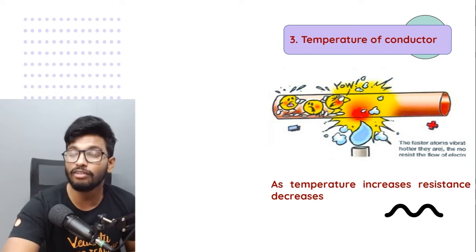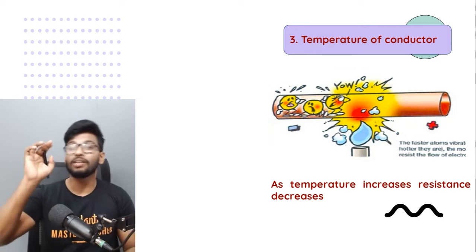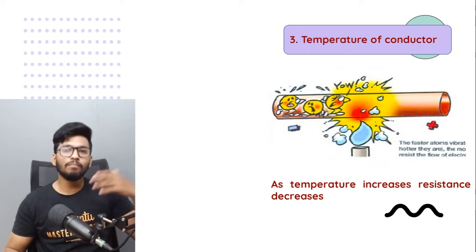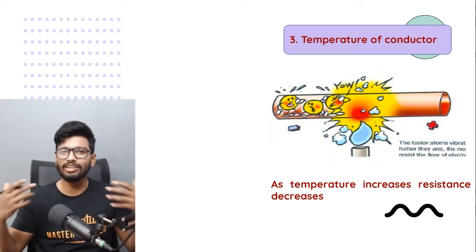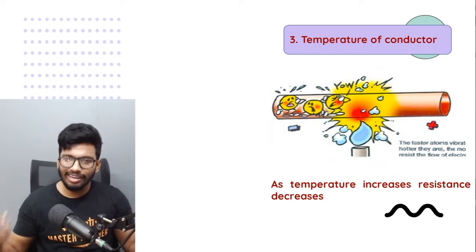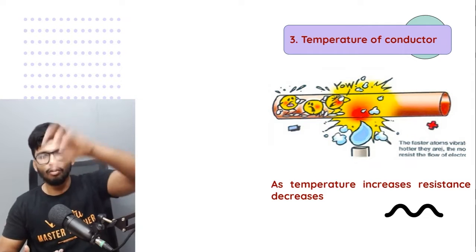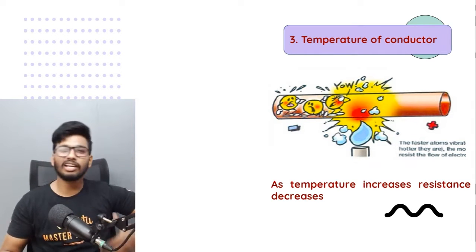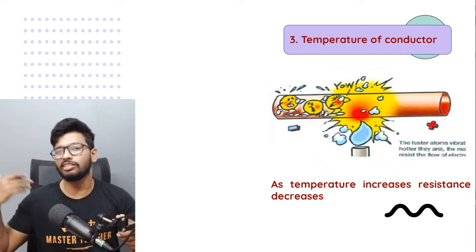The last, but definitely not the least, factor that it depends on is the temperature of the conductor. More the temperature, more energy these electrons would gain, and the more energy they gain, they'll start to move more randomly, which means they'll collide more number of times, and hence the resistance will also increase.